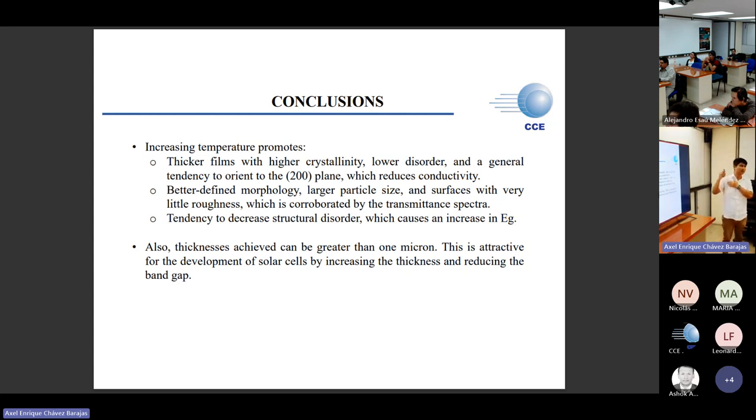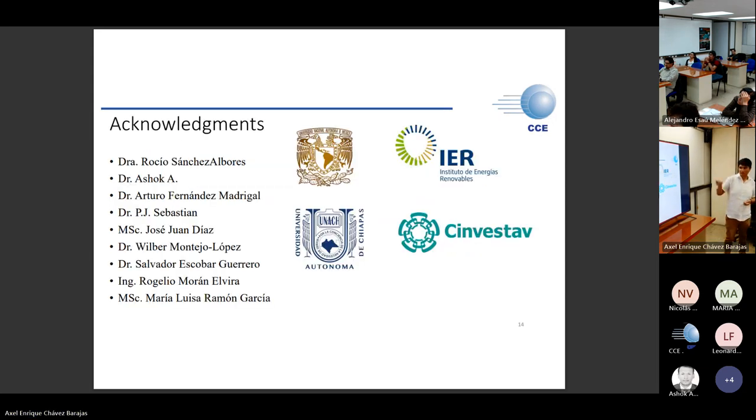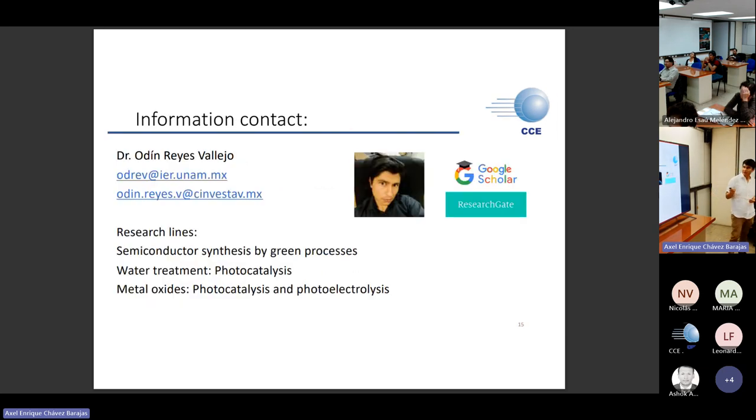As the thickness of these films is higher, actually we can make them even thicker. For example, if we increase the amount of triethanolamine from 10 to 20 milliliters, and we change the copper sulfate to copper nitrate or copper acetate, we can obtain thicker films of around 2.5 microns. So it's interesting for solar cells, for example. This is the institution that helped. Well, we have time for questions.